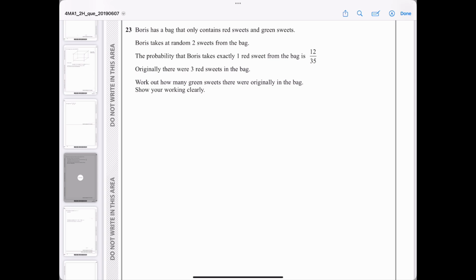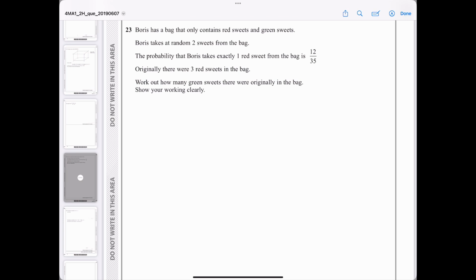Okay, we're going to look at Boris having a bag full of red sweets and green sweets. This is question 23 on the 2019 Edexcel paper 2, IGCSE. So Boris takes at random 2 sweets from the bag.